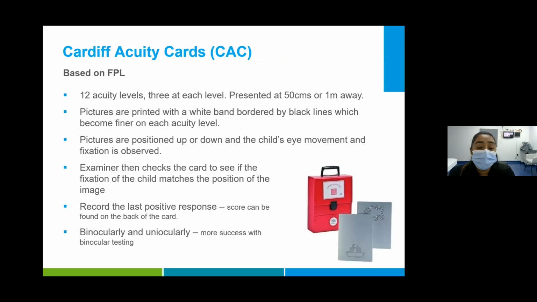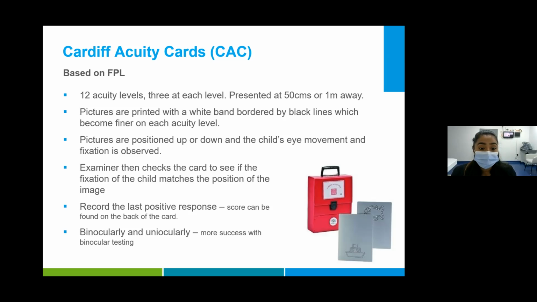An example of a test like that is Cardiff Acuity cards test, which is what we use in clinic here. As you can see in the picture, they're grey cards with white lines of a picture, and the image becomes harder and harder to see as the visual acuity becomes better, and the image moves from up and down or side to side. So this is tested at 50 centimeters or 1 meter away. Behind the back of the card, it tells you what the acuity is, so you don't have to remember that.